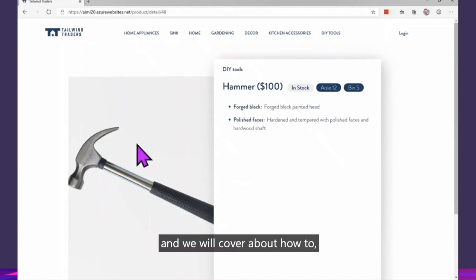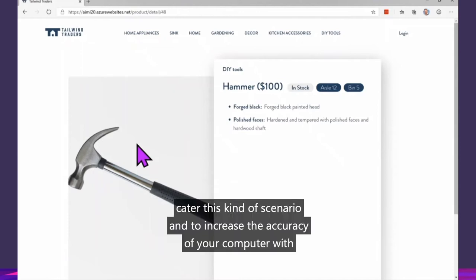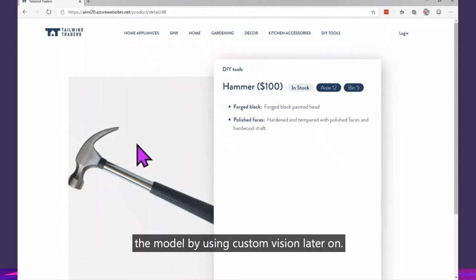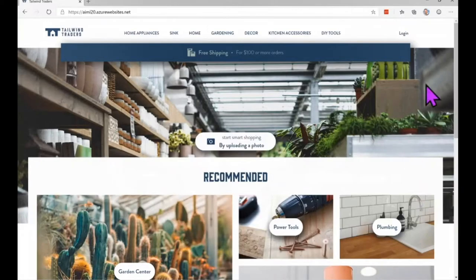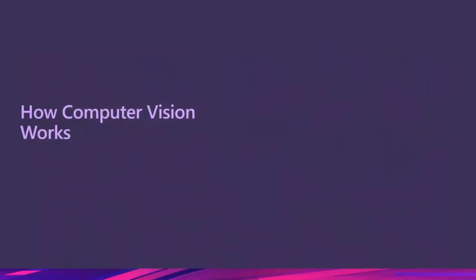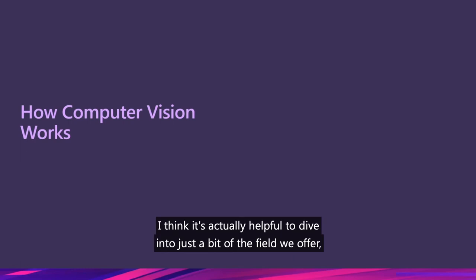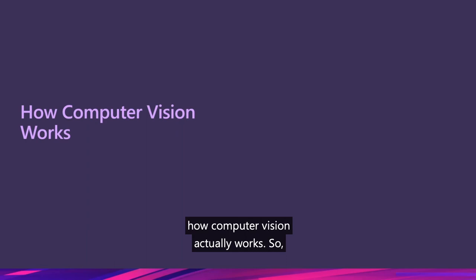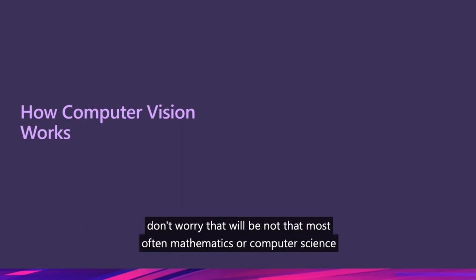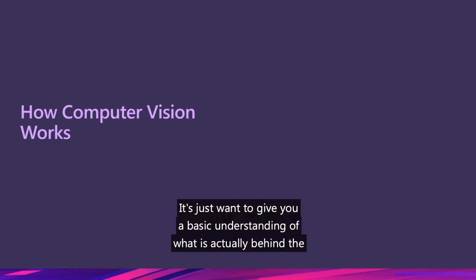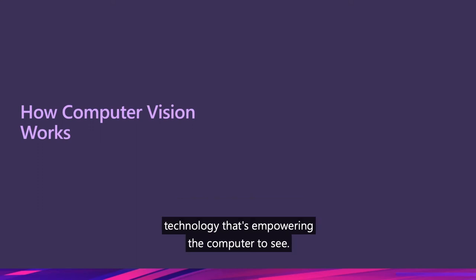We'll cover how to cater to this kind of scenario and increase the accuracy of your computer vision model by using Custom Vision later on. But before doing that, I think it's helpful to dive into just a bit of the theory of how computer vision actually works. Don't worry, there will not be that much mathematics or computer science. I just want to give you a basic understanding of what is behind the technology that's empowering the computer to see.